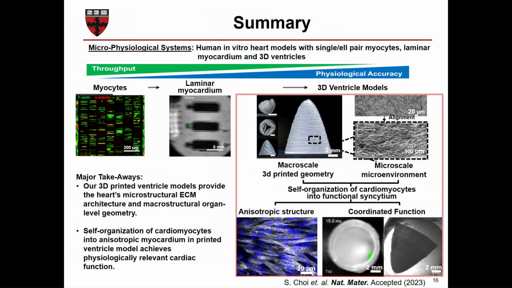Actually, I didn't go into detail about how I control the stiffness, but after I printed, we need to cross-link this ventricular structure. We used a microbial enzyme cross-linking method, and we can control the enzyme concentration so that we can control stiffness.